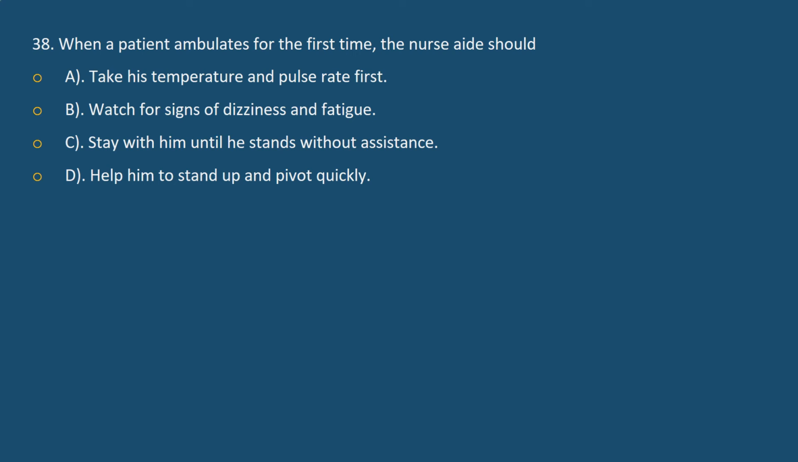Question 38. When a patient ambulates for the first time, the nurse should A. Take his temperature and pulse rate first. B. Watch for signs of dizziness and fatigue. C. Stay with him until he stands without assistance. D. Help him to stand up and pivot quickly.